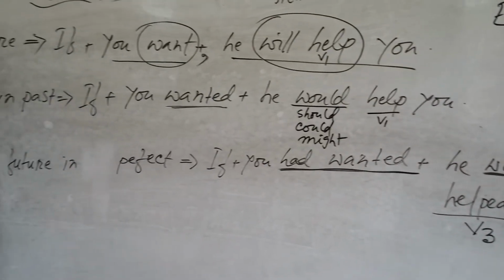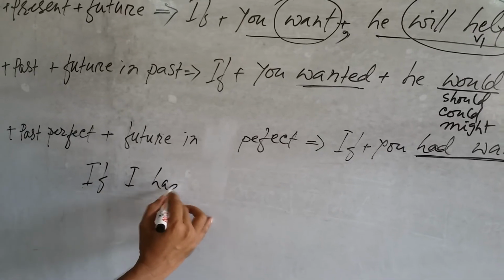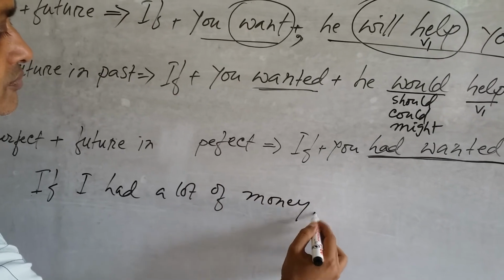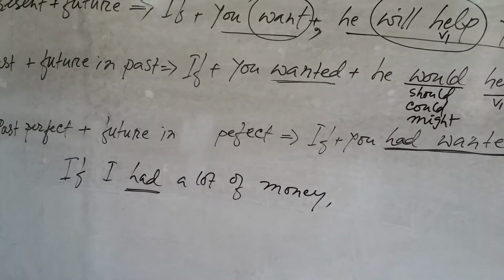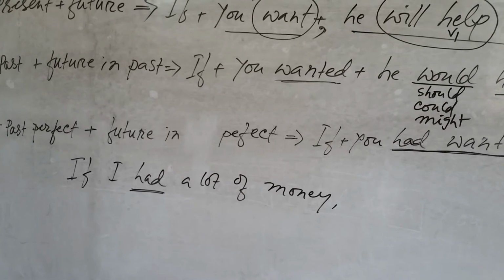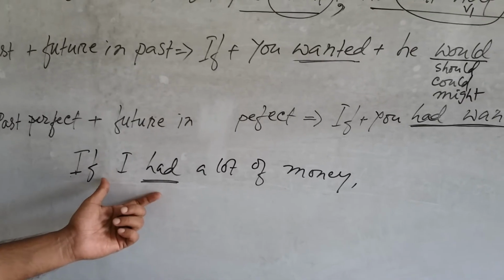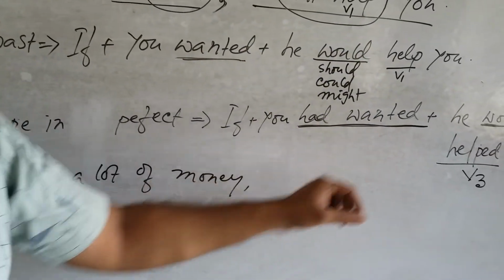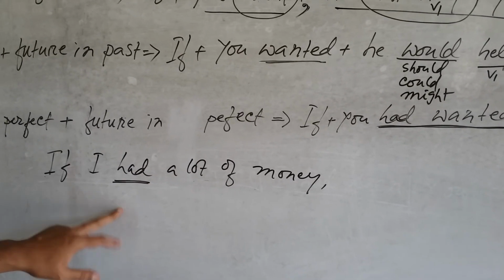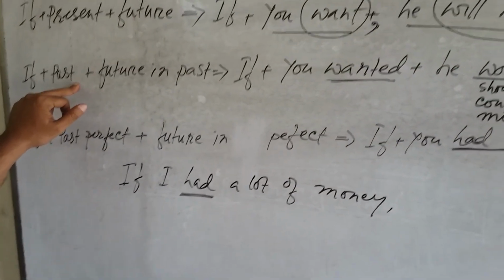Very often we become confused when there is a had. If I had a lot of money. Only had does not mean that it is a past perfect tense. There is a had, but it is in the past form. There is no other verb in the past participle form, as we find here wanted after had. But there is no verb at all after had. That's why it is not a past perfect tense, it is a past indefinite. That means it will be a second conditional.